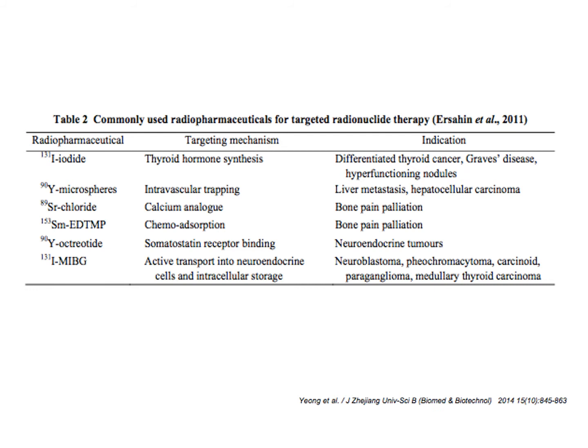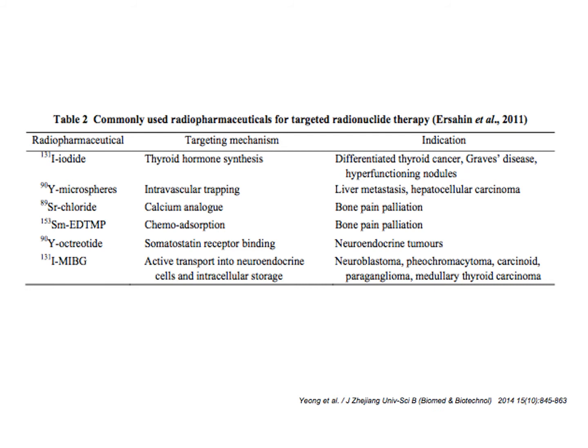So these are the commonly used radiopharmaceuticals for targeted radionuclide therapy. The first one is the common radioiodine, iodine-131 iodide, with a targeting mechanism of thyroid hormone synthesis. It is indicated for patients with differentiated thyroid cancer, Graves' disease, as well as hyperfunctioning nodules. And then we've got the yttrium-90 microsphere, with the mechanism of intravascular trapping, in patients with liver metastasis as well as hepatocellular carcinoma. This will be covered in the next few slides.